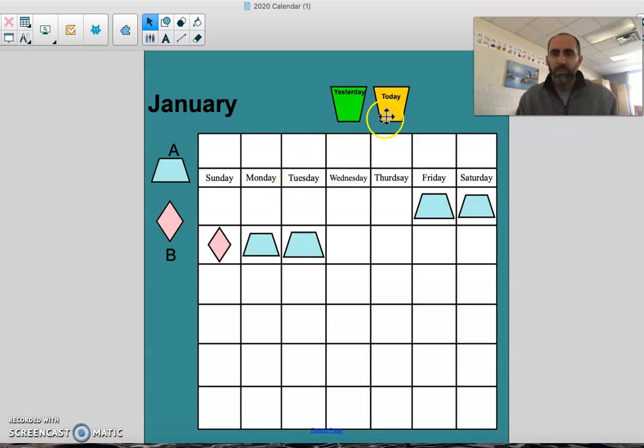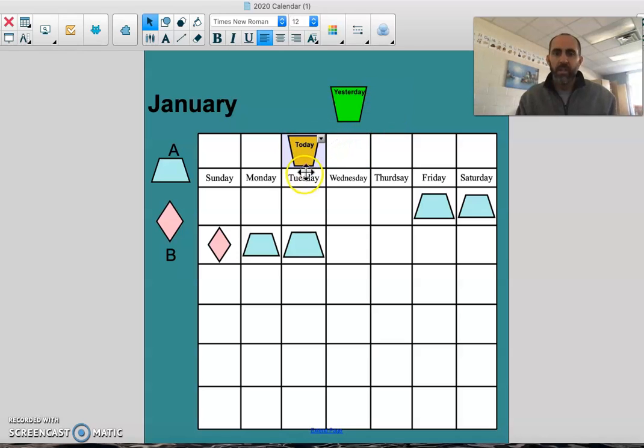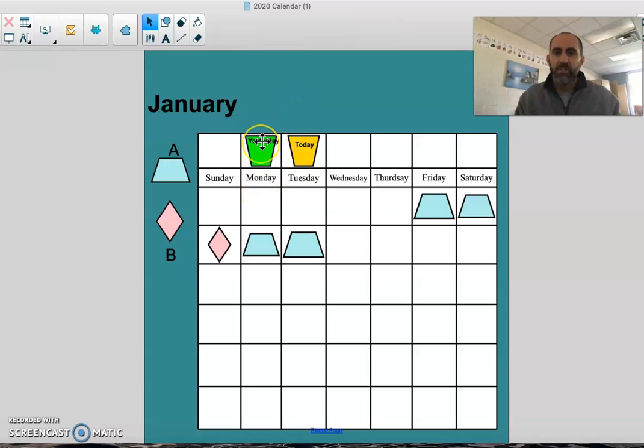Today is Tuesday. So I'm going to move this yellow trapezoid here. So it says today is Tuesday. And I have a new trapezoid that talks about yesterday. We always say yesterday was. So I'm going to put that yellow trapezoid, or sorry, that's not yellow, the green trapezoid behind the yellow trapezoid there. And it talks about what day yesterday was. So this says yesterday was Monday, today is Tuesday. And then we can fill in our calendar with the dates.